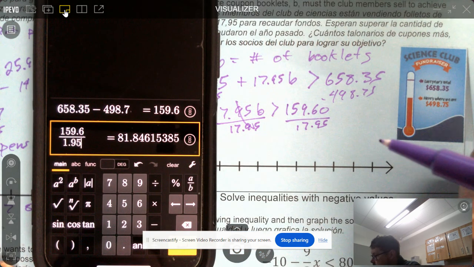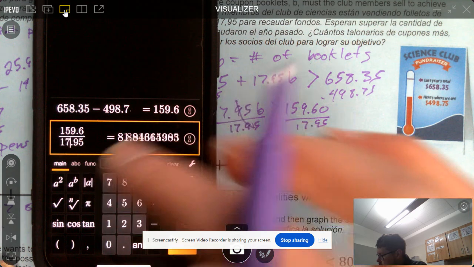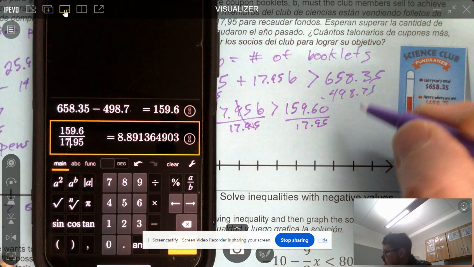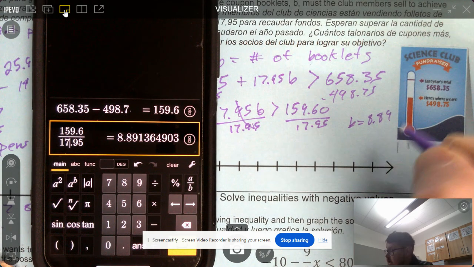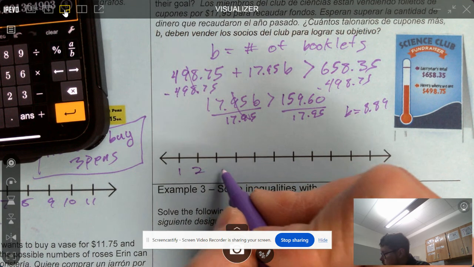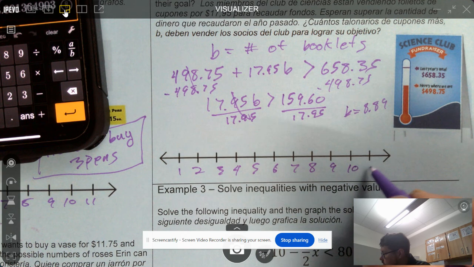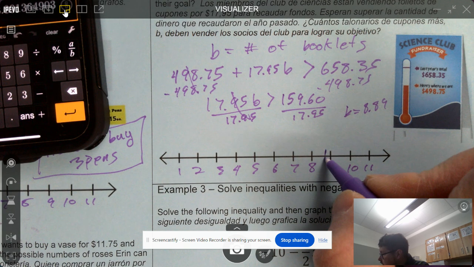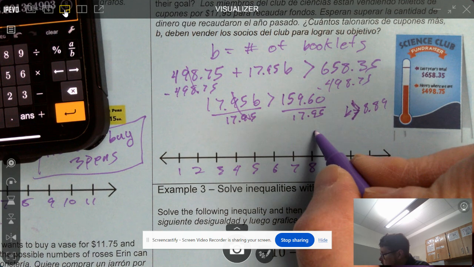What did I screw up here? 17.95. That's what I'm missing. Gets us to 8.89. Again, you can't really sell 0.89 of a coupon book, right? So let's see, 1, 2, 3, 4, 5, 6, 7, 8, 9, 10, 11. 8.89 would be roughly right here. And this is greater than. So we can sell 8 right there.